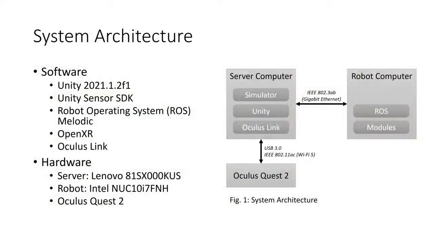Our proposed system has a server computer, which runs the simulator written in Unity and communicates with the Oculus Quest 2 and the robot computer. The robot computer runs the robot operating system, or ROS, and the robot software stack that includes control, perception, and all other modules the robot needs. This architecture prevents CPU bottlenecks and ensures that the robot will have the same performance in the real world.